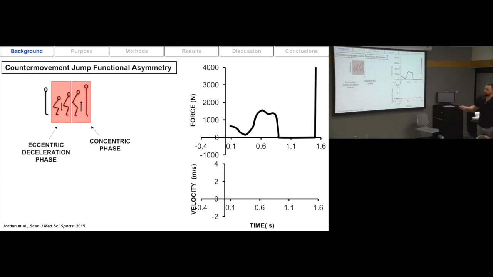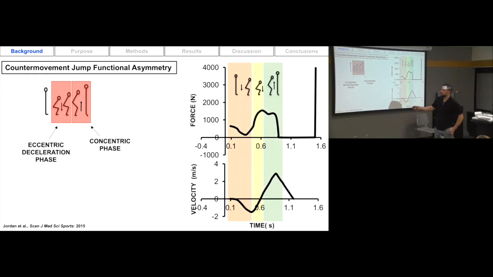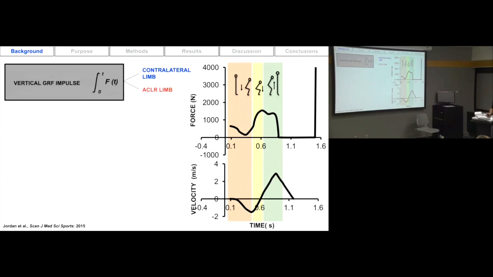So what I did was to take the vertical ground reaction force, solve for acceleration, and integrate acceleration with respect to time to obtain the velocity of the body center of mass. And then using the velocity of the body center of mass, I can identify the unloading phase where the athlete's dropping down into the bottom position, the eccentric deceleration phase in yellow, and in green, the concentric phase. So now what I can do is identify these different phases in the vertical jump.